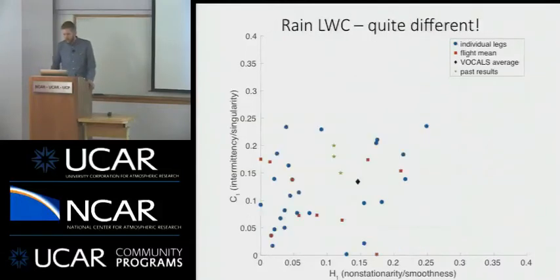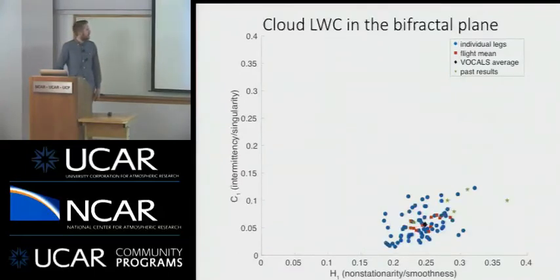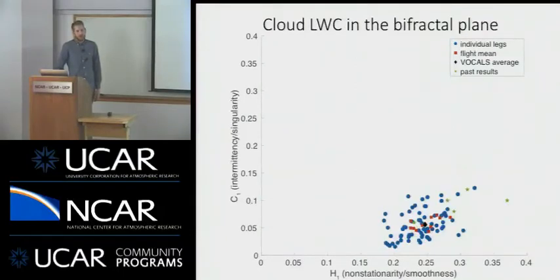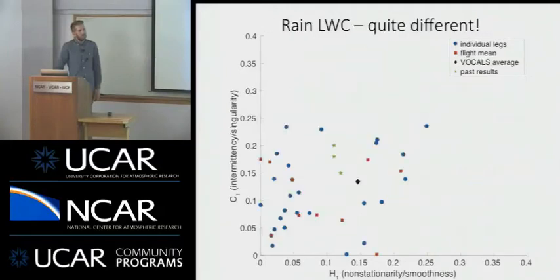If we go to rain liquid water content, we see a very different picture. I'm gonna do a manual auto animation and just flip back and forth between these two for a second. Whereas cloud liquid water clusters really nicely, rain liquid water is kind of all over the map.